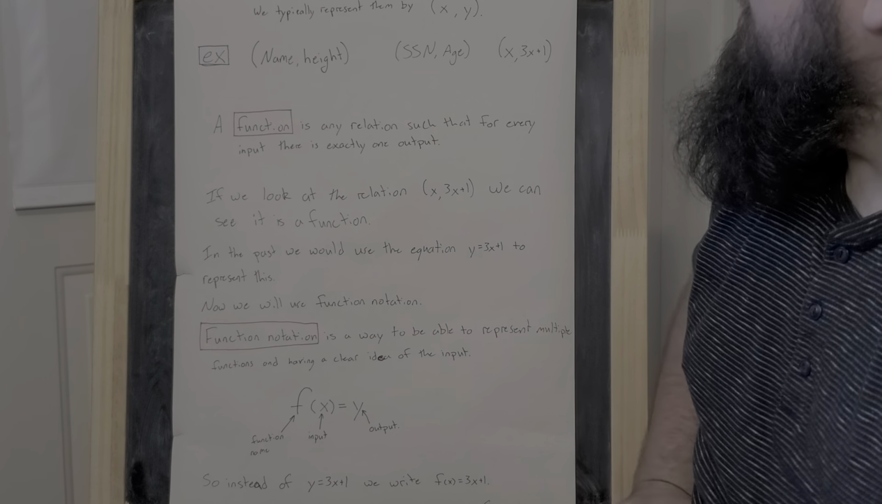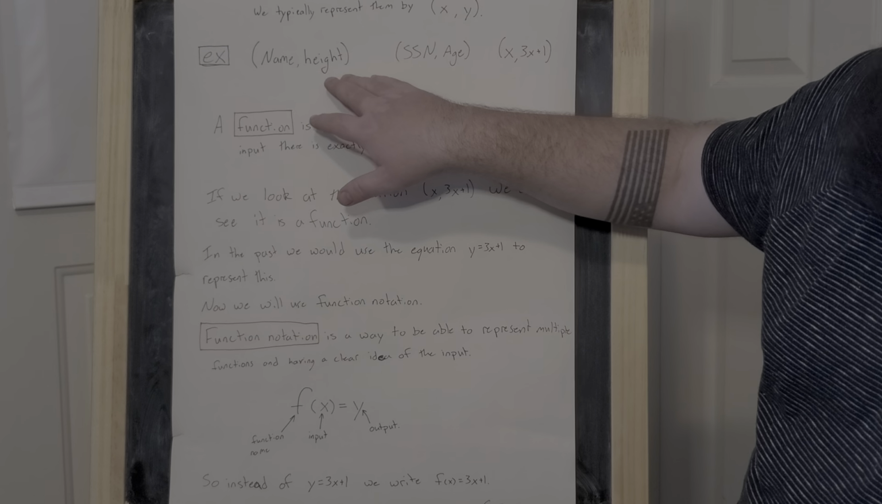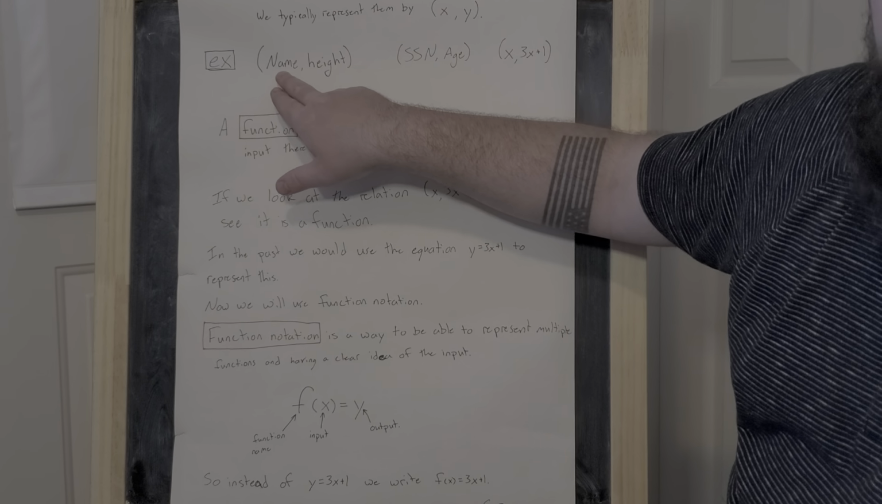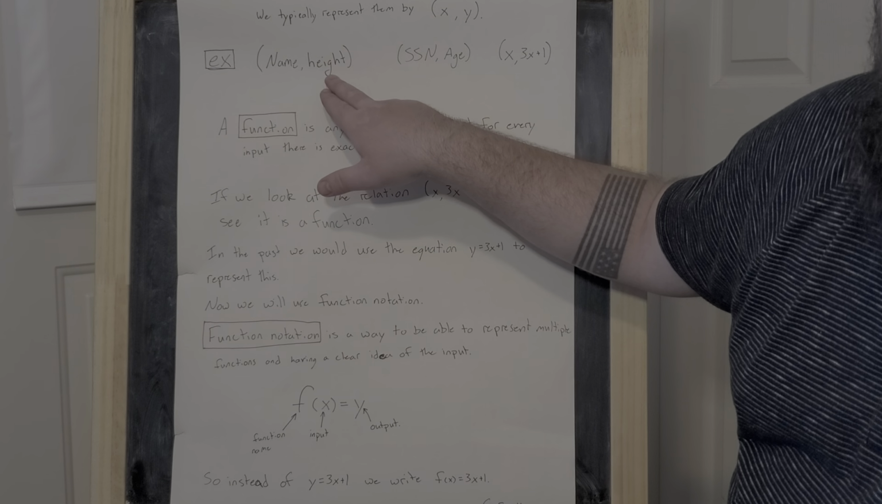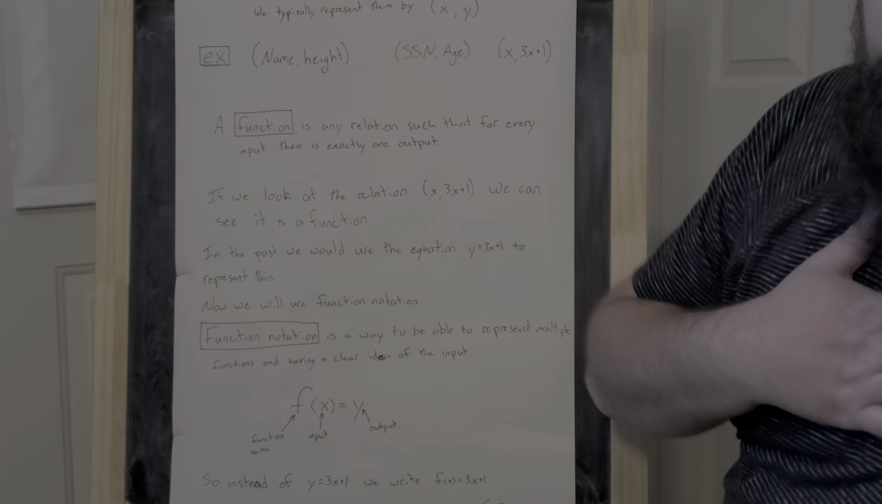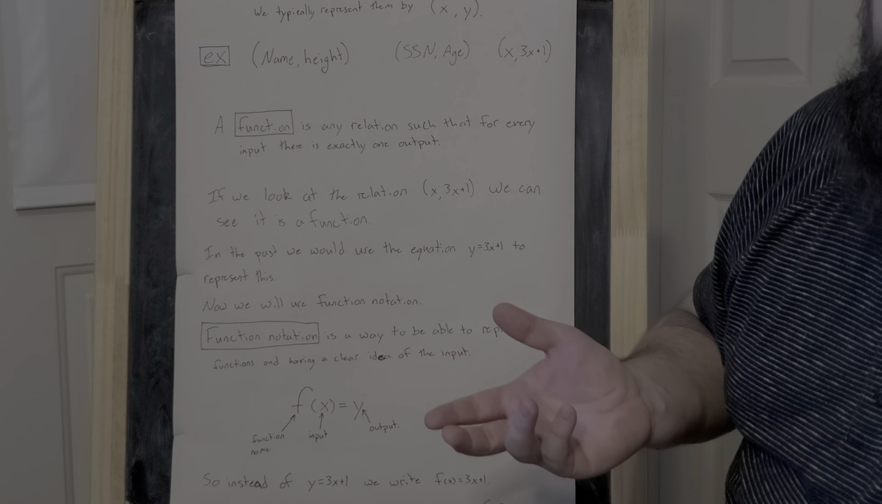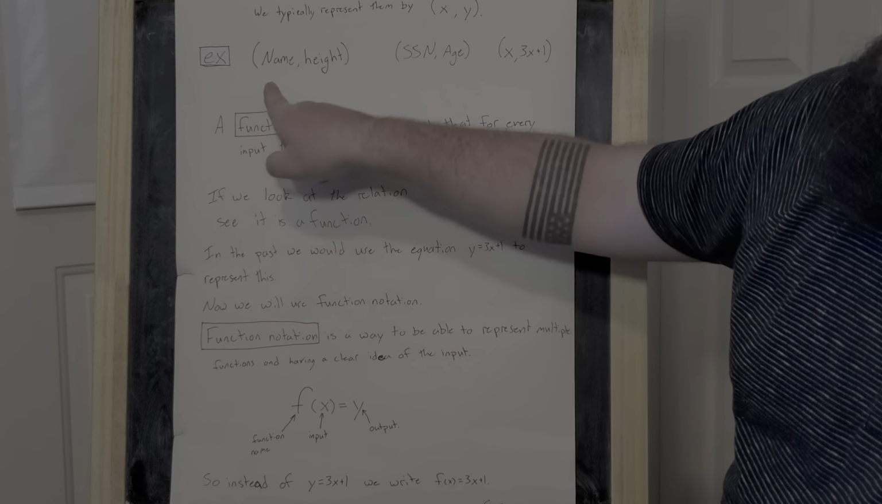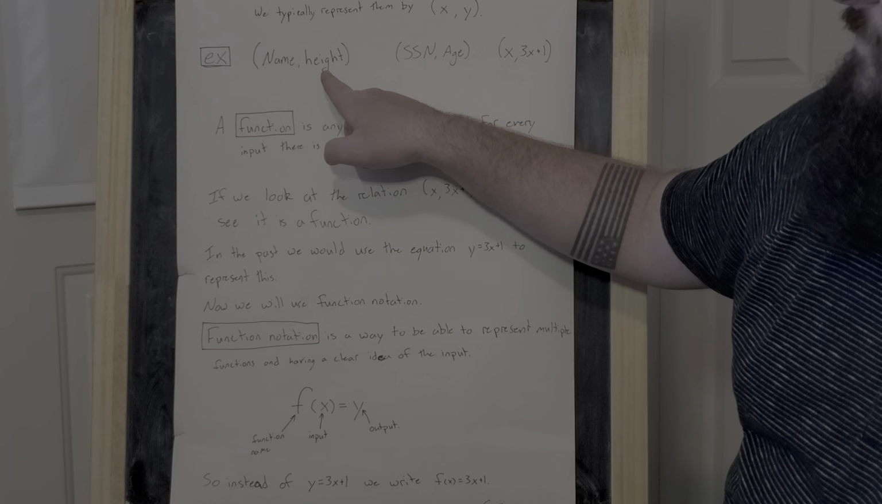Back? All right. So we look at name and height, and we think about that. Two people could have the same name, and yet they could be different heights, which means my name is Matt. It's a pretty common name. I bet you there's another Matt out there, and I bet you they don't have the exact same height as me. So the one input of Matt would have multiple outputs.